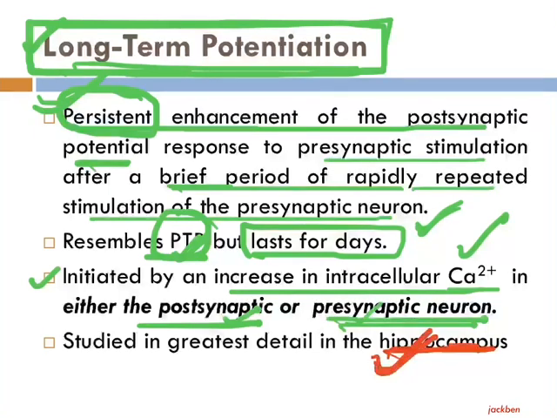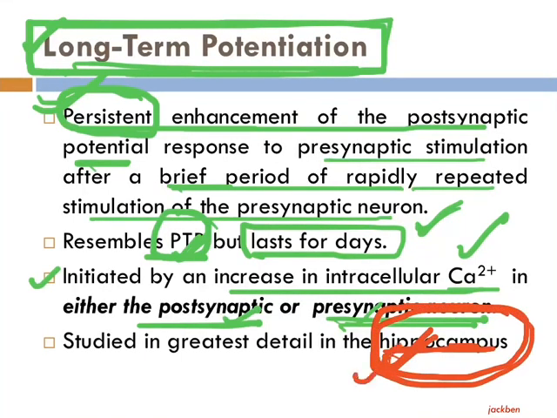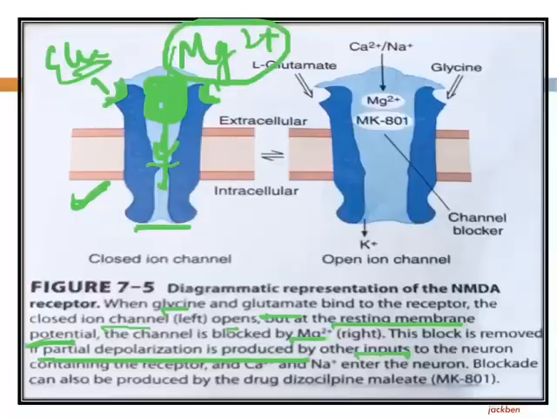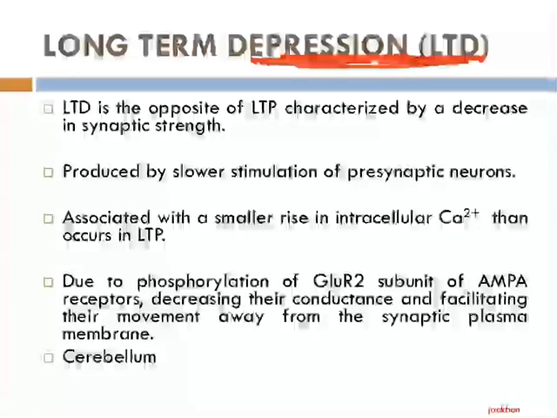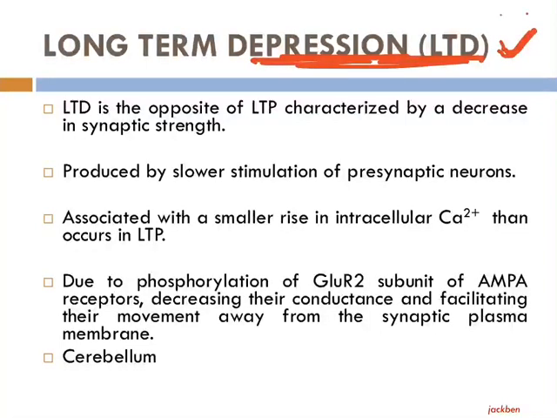Okay, hippocampal area. And that's why we say the hippocampus is part of the medial temporal lobe that is needed for memory storage, for the conversion of short term memory to long term memory. Now, exactly opposite of long term potentiation is long term depression. This kind of process also happens in the hippocampus and in certain parts of the cerebellum. So it is opposite of long term potentiation.